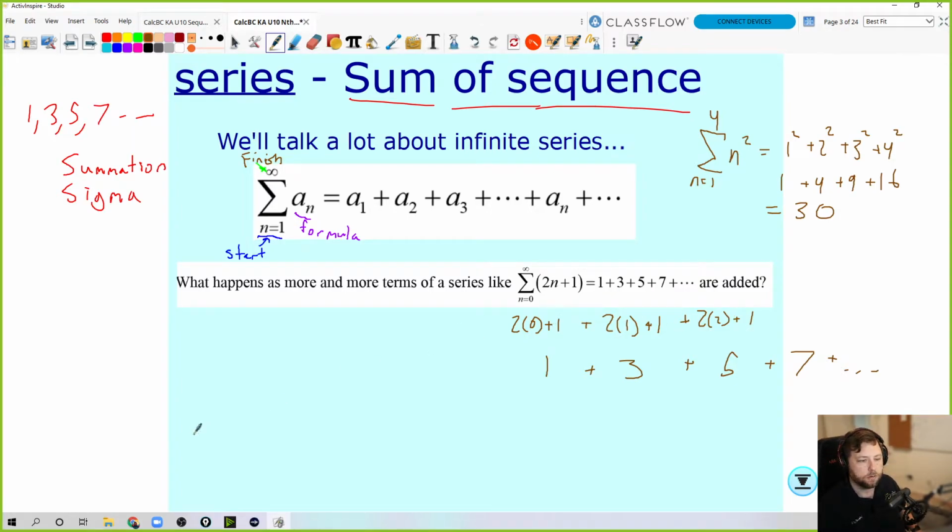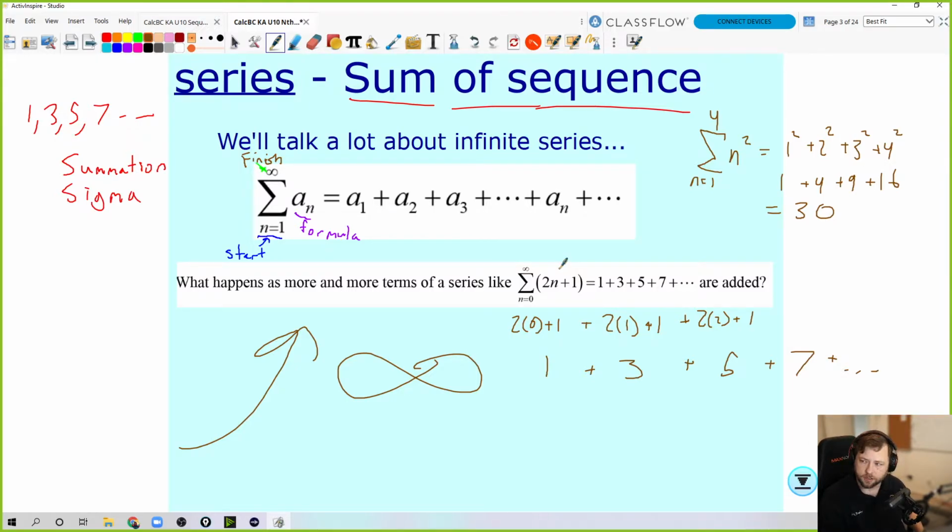What is it going to do? It's going to the moon. It's going to infinity. So that's what happens when more and more terms of a sequence are added, a series: we're going to infinity. It's growing forever. These could be negative numbers too, and they could be going down forever. And you might say, okay, well, these series will always just go to infinity. Do they always do that?